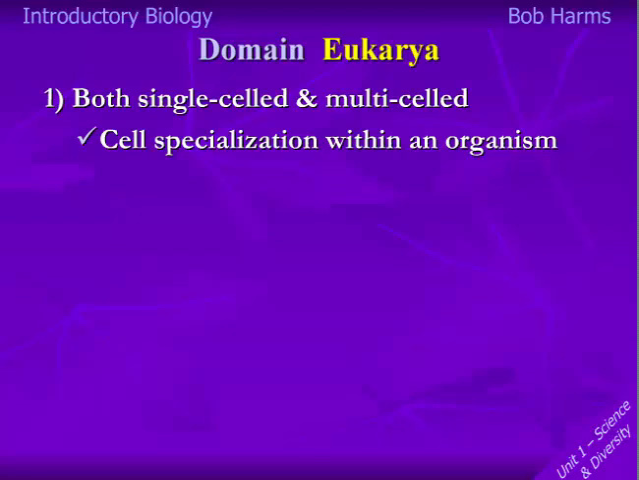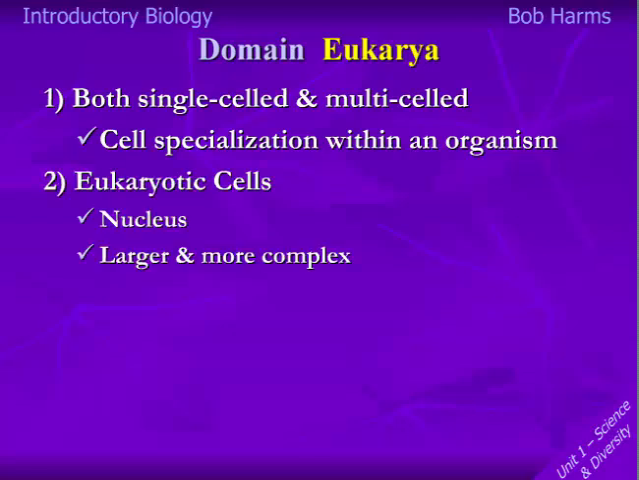Now, the domain eukarya contains some single-celled organisms, but this domain is the only domain of the three that contain true multicellular life, meaning cells living in groups where the cells specialize and organisms are made up of several different types of cells. Our domain gets our name eukarya from our cell type, a eukaryotic cell.